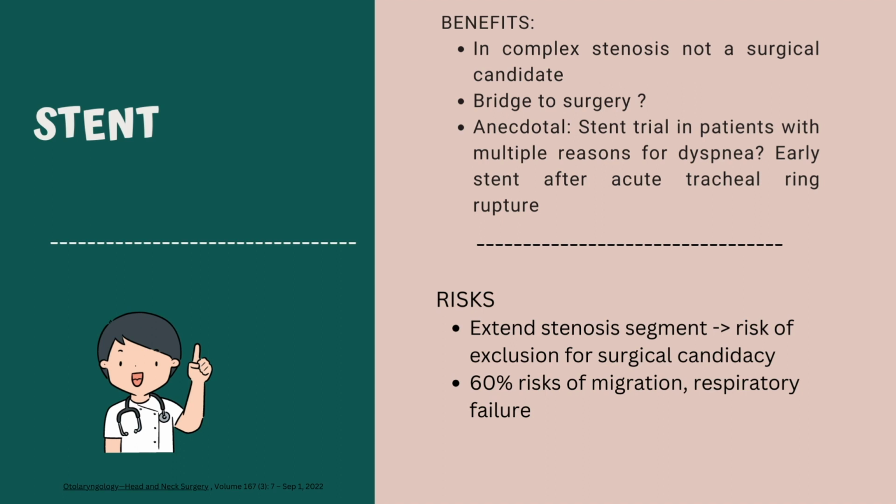A stent trial in this patient can help us find out the main reason for the patient's dyspnea: an acute tracheal ring rupture, which acts like a splint to prevent this A-frame stenosis like I showed you earlier. However, there is not very good data for this yet.